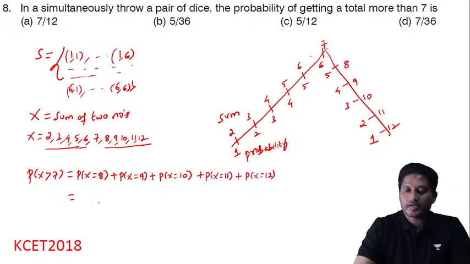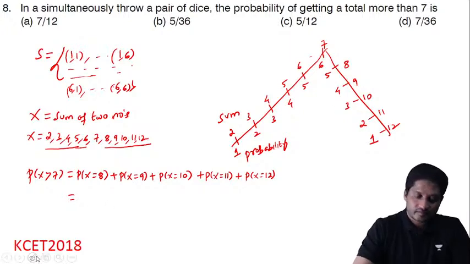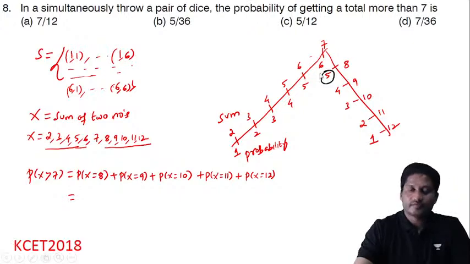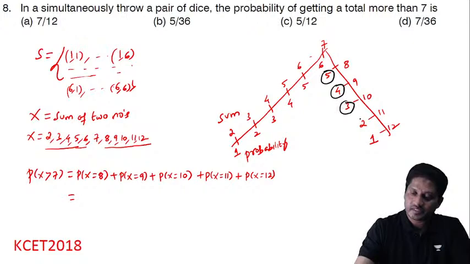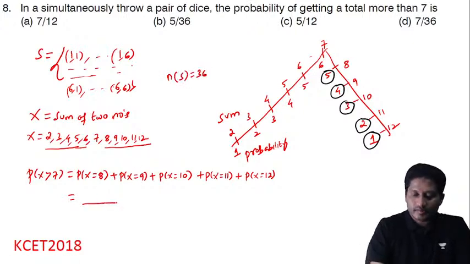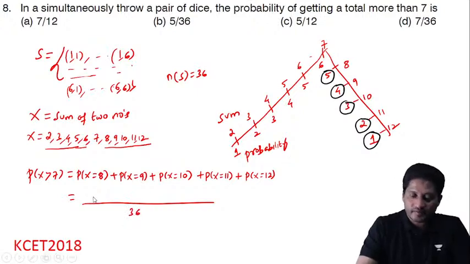Alright, now the probability of getting sum 8. Probability 5 by 36, 4 by 36, 3 by 36, 2 by 36, 1 by 36. n of S is equal to 36, right? Total outcomes are 36. Probability of getting sum 8 is 5 by 36.